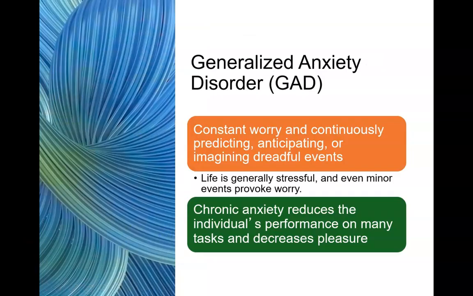So let's start by talking about each of these disorders in a little bit more detail. We have generalized anxiety disorder, or GAD, and this is marked by constant worry and continuously trying to predict, anticipate, or imagine dreadful, unpleasant, or aversive events. And for these people, life is full of stressors. Everything that somebody who's not struggling with this disorder would shrug off, life is going to be really stressful, and even those minor events are going to provoke a lot of worry.